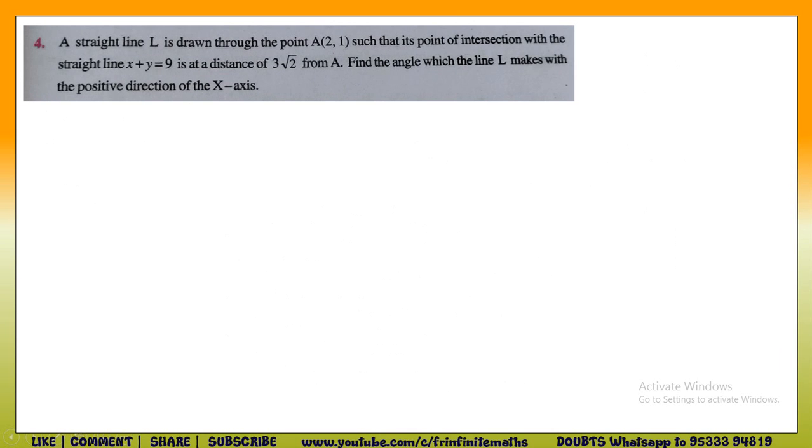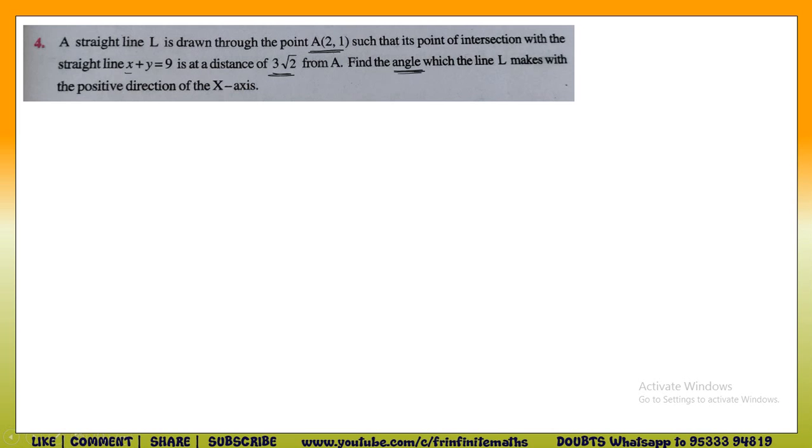A straight line L is drawn through a point A (2, 1) such that its point of intersection with the straight line x plus y is equal to 9 is at a distance of 3 root 2 from A. Find the angle which the line L makes with the positive direction of the x-axis. So he is asking for the inclination.